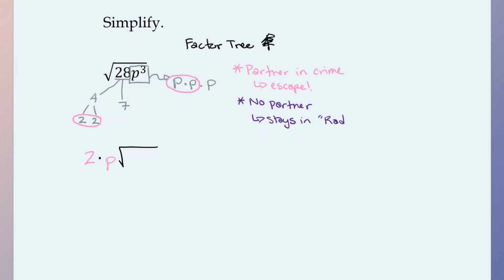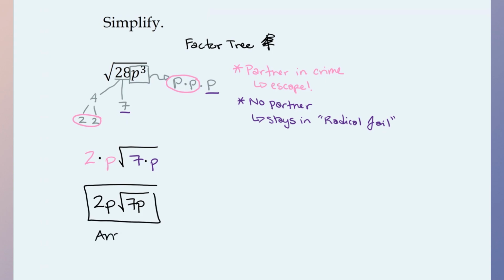So in our case, we're going to look at what is left over on our factor tree and then our breakdown of the variables. We have a 7 and a p. Those are going to get multiplied and stay inside of the radicals. 7 times p. All right, we don't have anything else to multiply, so we really just have 2p times the square root of 7p, and that is your answer.